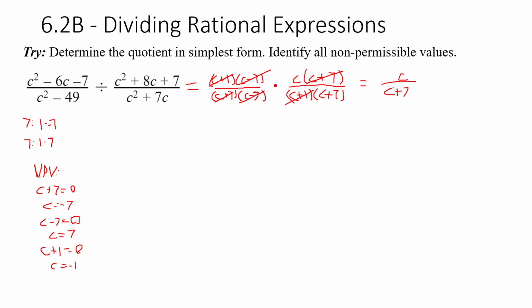Don't be tempted to cross with these c's because this is c plus 7. If it was c times 7, you could cancel out the c's, but not if you're adding. So our non-permissible values was, from least to greatest, negative 7, negative 1, 7.